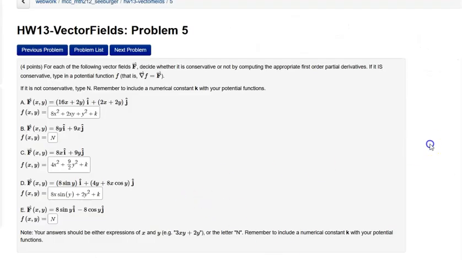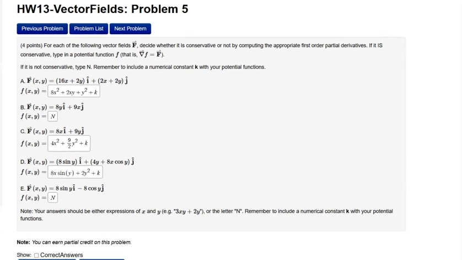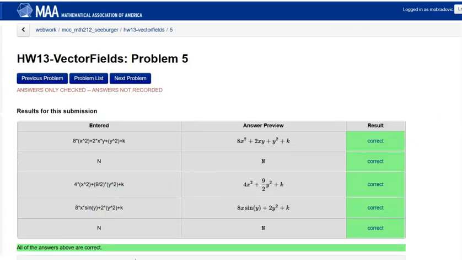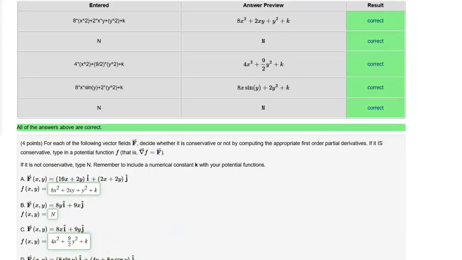Now we go back here and we'll check to see if the answers we put in are correct. And they are correct. All of them are.